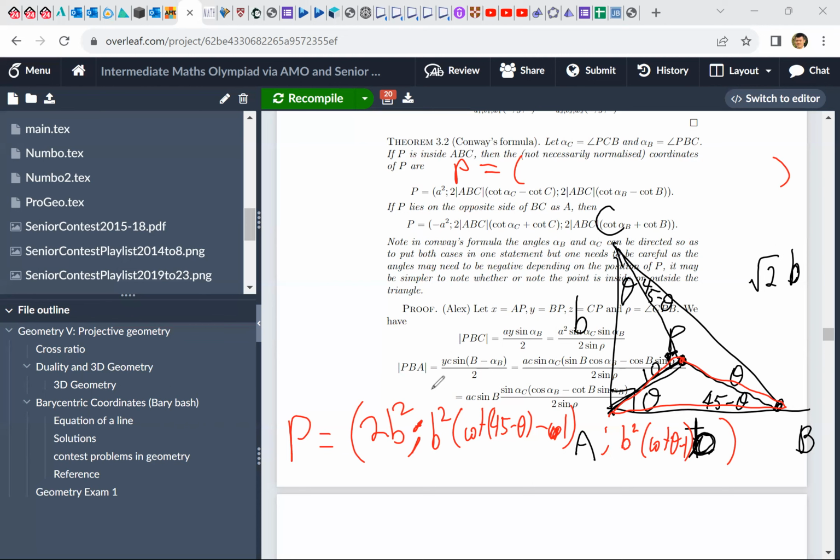So what is it? What's cot 90? Cot 90? Yeah. It's supposed to be 0, I guess. Right. Well, it's not really defined though, but... Does this involve cot 90?